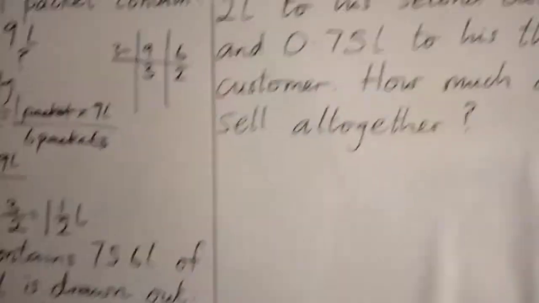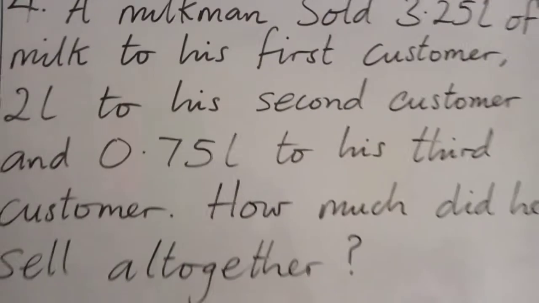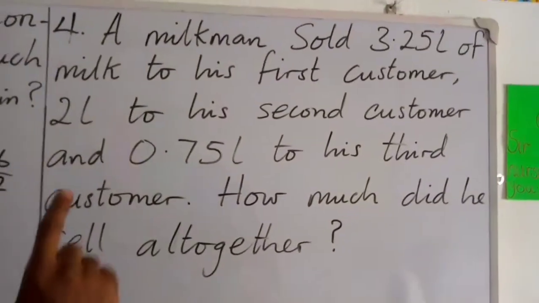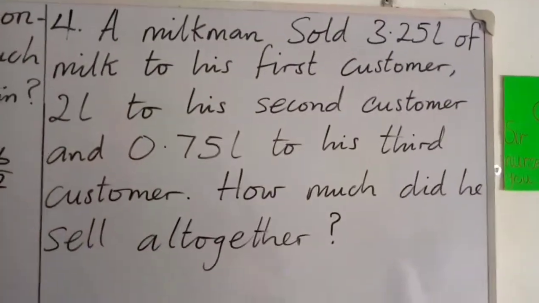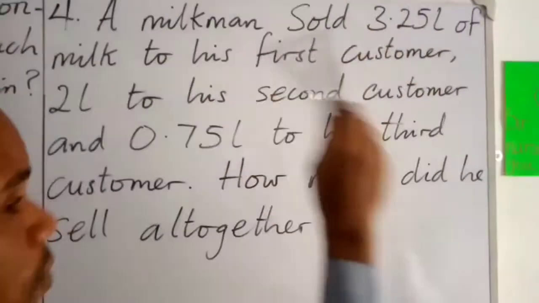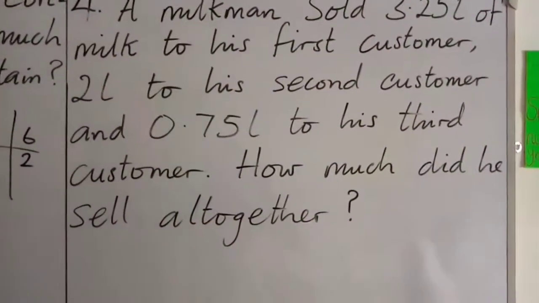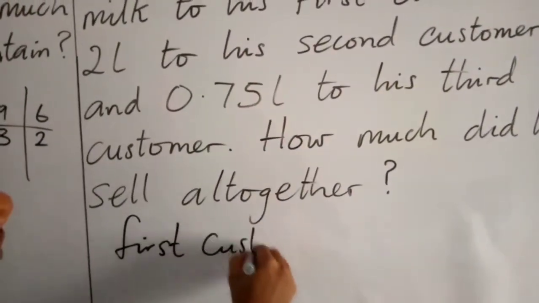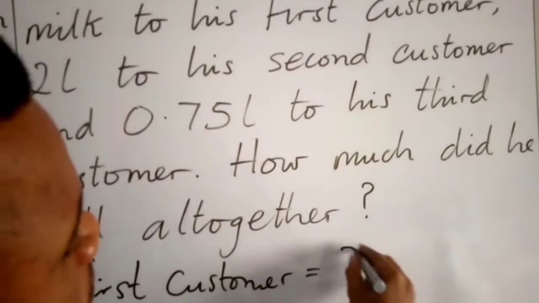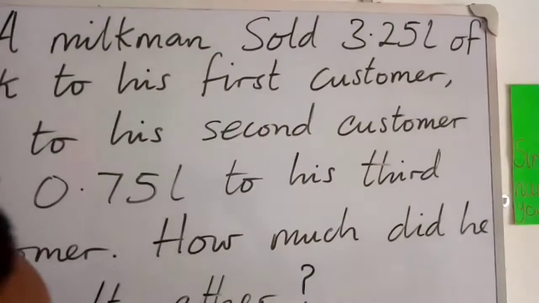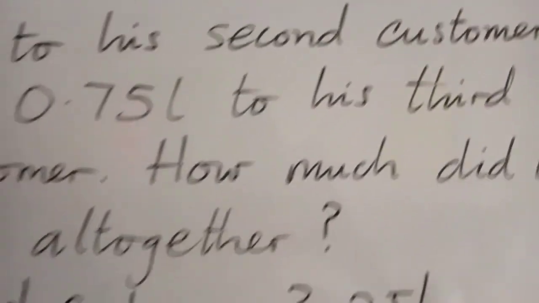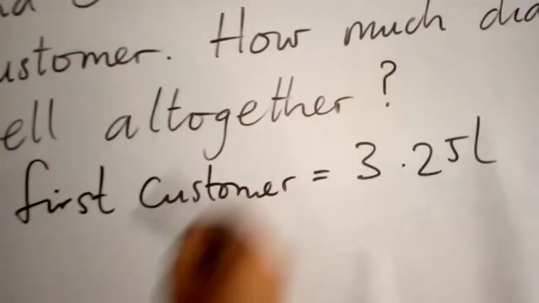So we go to the fourth question. A milkman, someone that sells milk, sold 3.25 liters of milk to his first customer. This is the quantity to his first customer. First customer, 3.25 liters. Now 2 liters to his second customer.